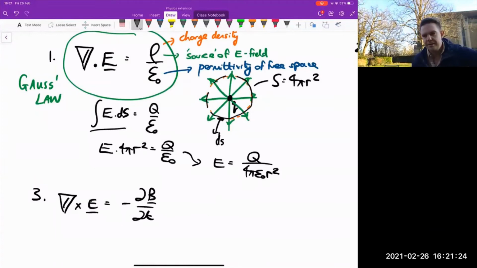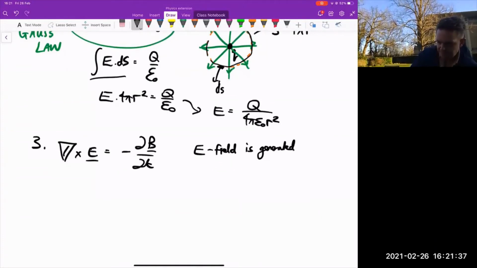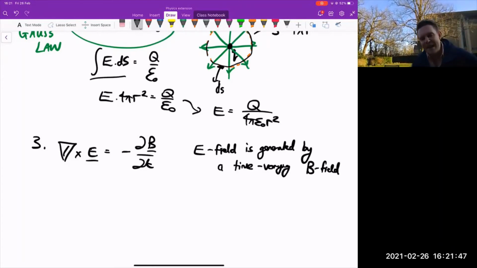Now, I'm not going to go into too much about the curl. You could basically read this as: E field is generated by a time varying B field. So whenever you have a change in the magnetic field, a changing flux across a region of space, particularly a conductor, you will get an EMF, an E field, and hence an EMF induced.